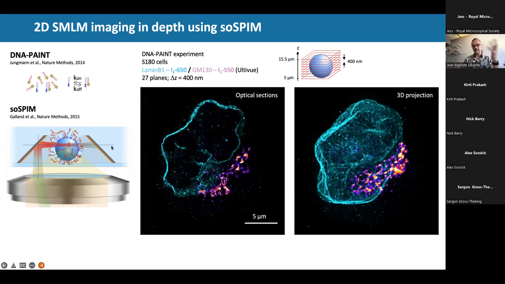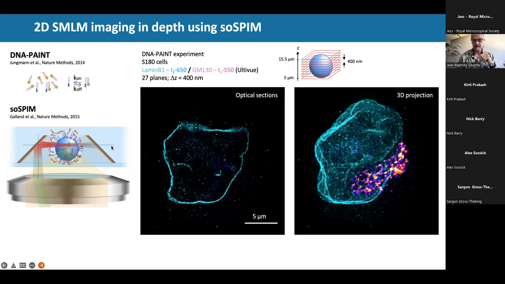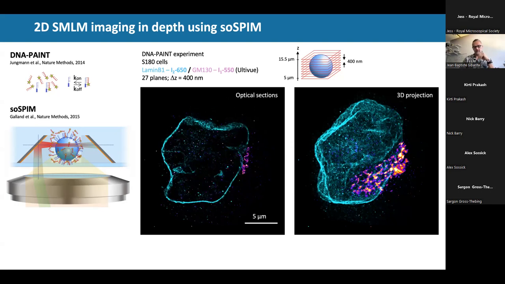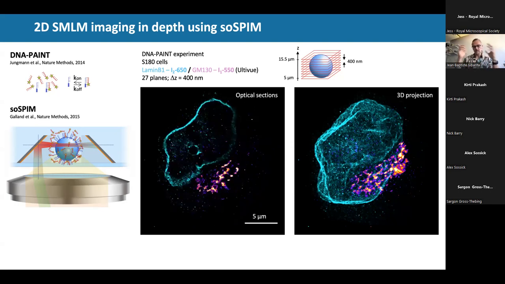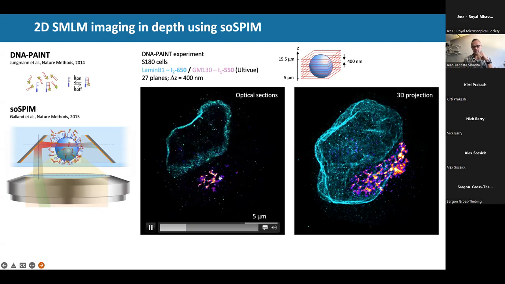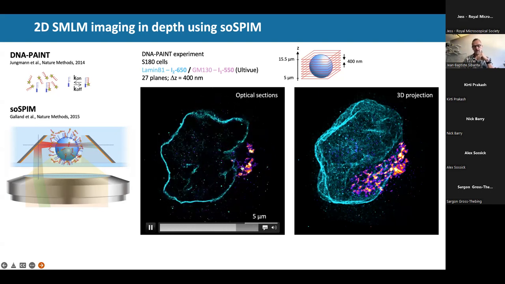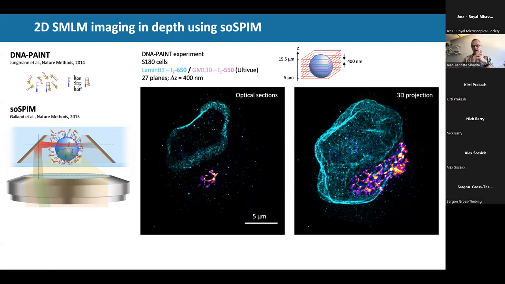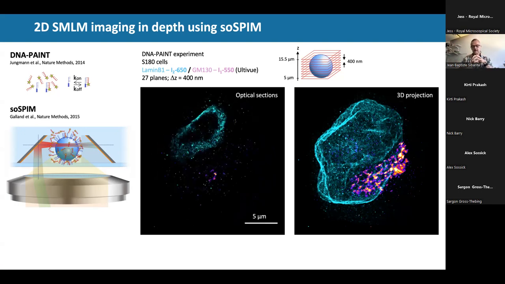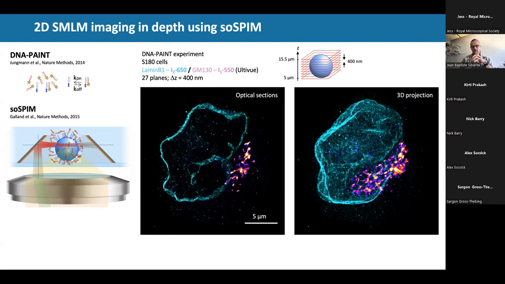Okay, so these were the first data that we collected. It was at the MIFOBIO school, actually. So we did pretty simply two colors super resolution. This is lamin and Golgi protein, with sectioning. It works very, very nicely. And we thought, okay, we are there.